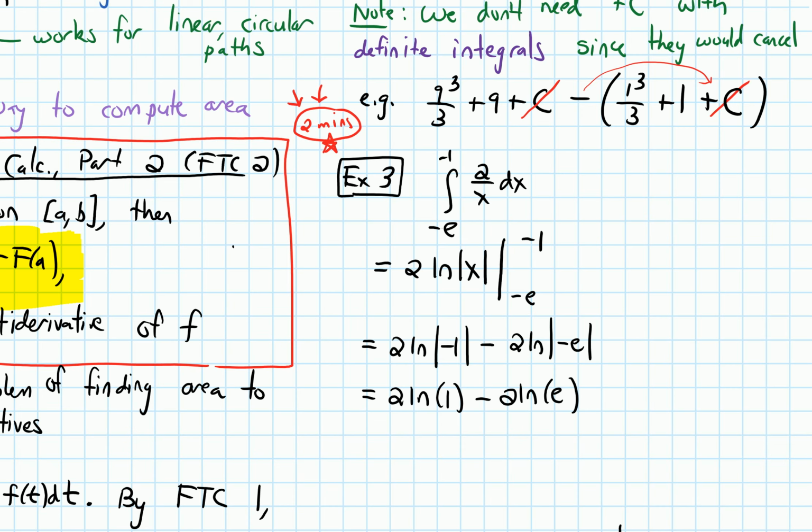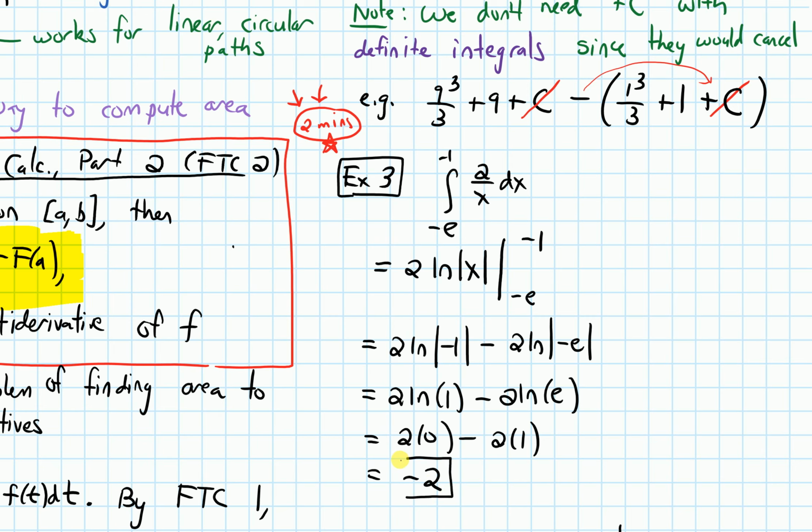Okay, so now this is just some algebra review. What's ln of 1? So ln of 1 is just 0. So it's 2 times 0. And ln of e is 1. So we get 2 times 1. So overall, we have 0 minus 2, which is -2.